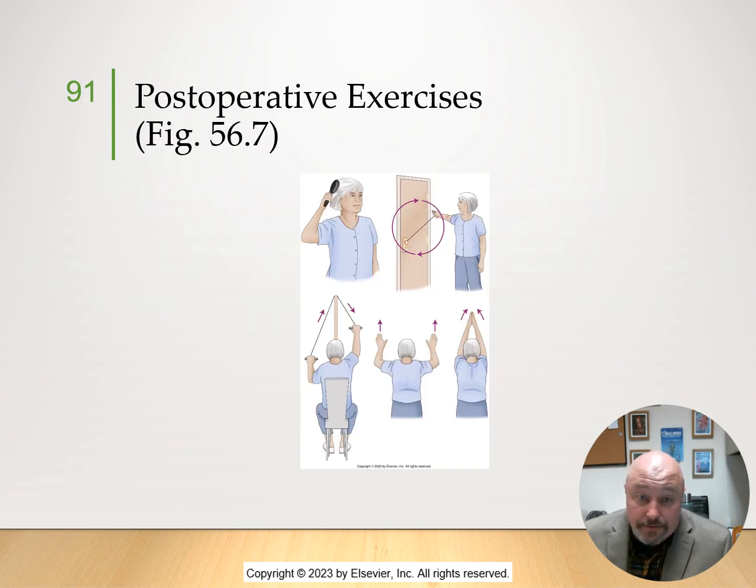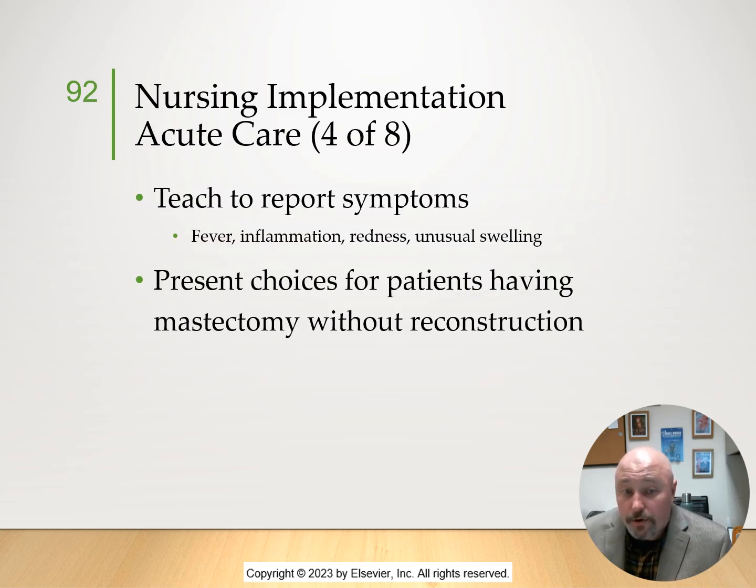Here in figure 56.7 is a diagram demonstrating some of the exercises that may be necessary to restore proper arm function and improve their abilities with their activities of daily living. We also want to be able to teach the patient about what symptoms they should report, such as fever, inflammation, redness, or unusual swelling.